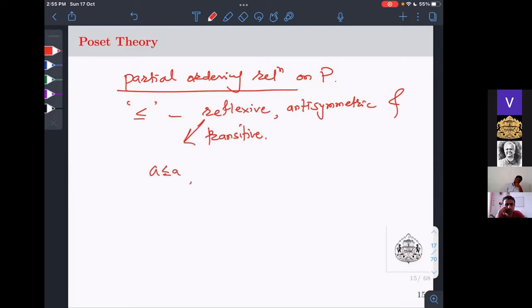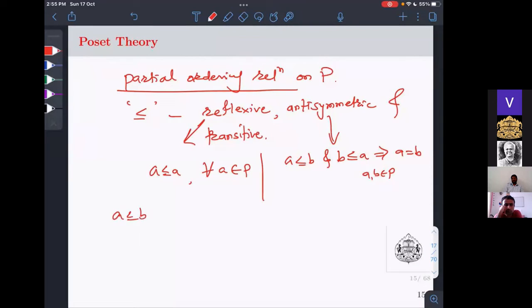What do we mean by reflexive? A is less than or equal to A for every A in P. What do we mean by antisymmetric? A is less than or equal to B and B is less than or equal to A should give me that A must be the same as B, for A, B in P. And transitivity is, I think, very clear to all of you. A is less than or equal to B, B is less than or equal to C, this will give me that A is less than or equal to C. So that is my transitivity relation. I think the partial ordering relation is very clear to you.